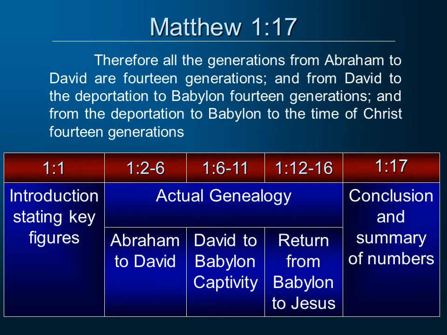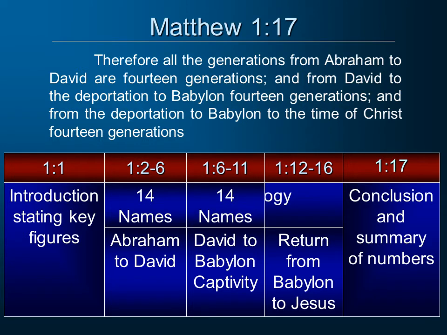Here it is, verse 17. Therefore, all the generations from Abraham to David are 14 generations, and from David to the deportation to Babylon, 14 generations, and from the deportation to Babylon to the time of Christ, 14 generations. So you have a summary that there are 14 names, 14 names, and 14 names. And the point is made about that, and then that's underscored.